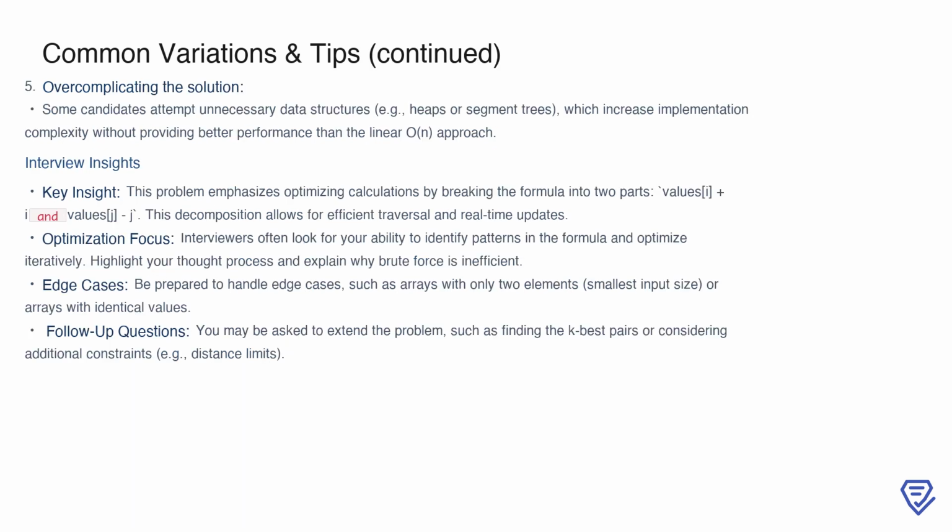Now, it's also important to avoid overcomplicating your solution. Some candidates unnecessarily introduce advanced data structures like heaps or segment trees. While these can work, they add complexity without improving the performance over the simpler linear O(n) approach. Instead, focus on breaking the formula into two key parts: values[i] plus i, and values[j] minus j. This decomposition is the core insight that allows for efficient traversal and real-time updates.